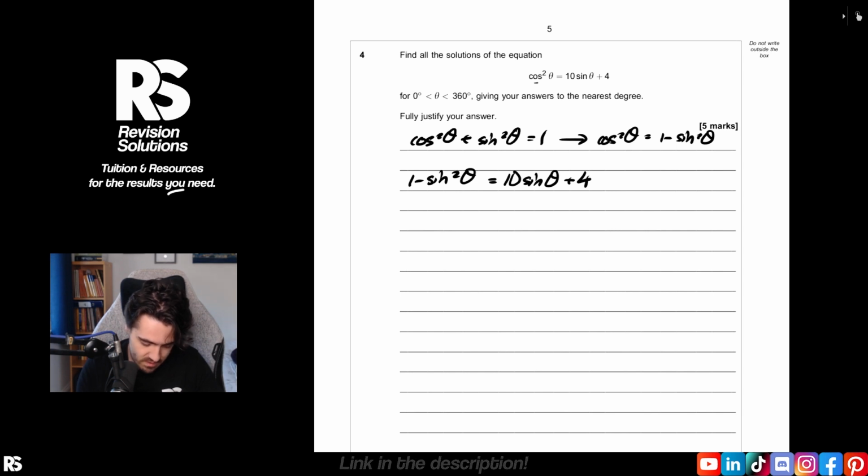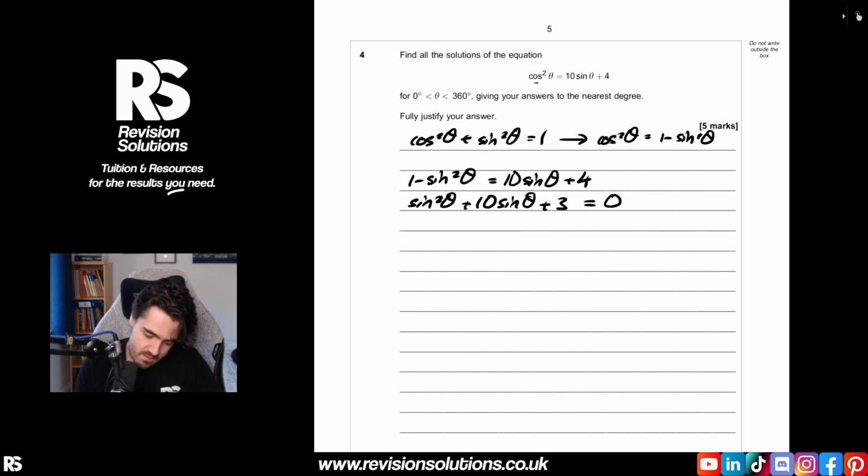So let's bring everything to one side and set it equal to 0. If I take everything to the right hand side, we'd get sine squared theta plus 10 sine theta plus 3 would equal 0. And then it might help to use a substitution just to make it look a bit more like a usual quadratic. So if we say u equals sine theta, then we'd have u squared plus 10u plus 3 equals 0.